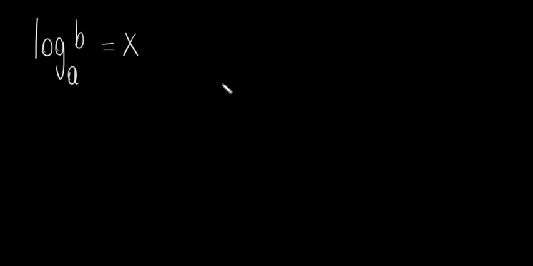Alright, so we keep doing exercises about introduction to logarithms. As we learned before, log base a of b is going to be equal to x when a to the power of x is equal to b. In this equation the base is going to be a. What we are doing is so simple: a to the power of x is going to be equal to b.